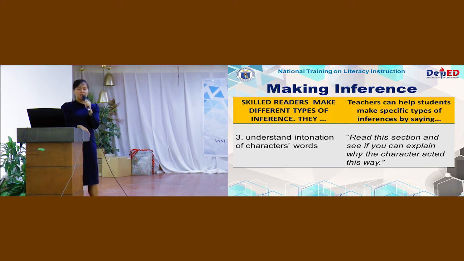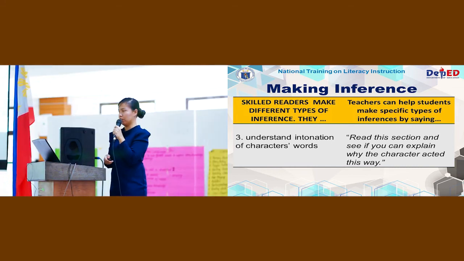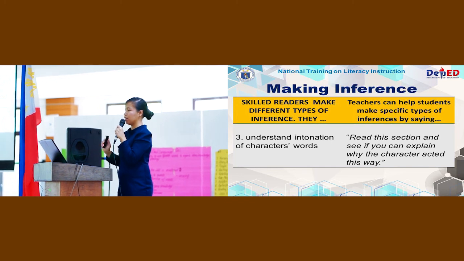Another type of making inference is understanding intonation of characters' words. So this is related to tone. Okay? Read this section and see if you can explain why the character acted this way.